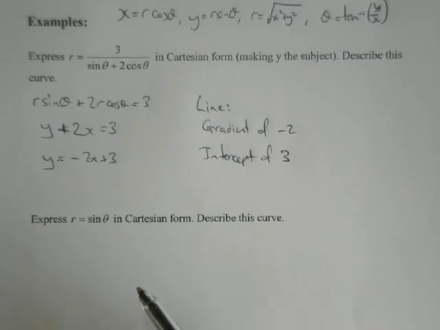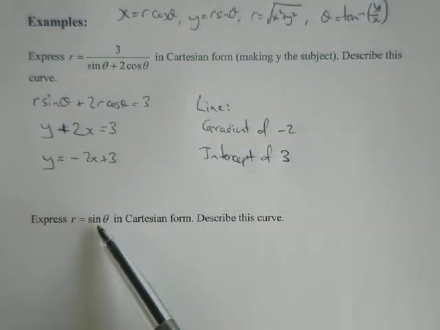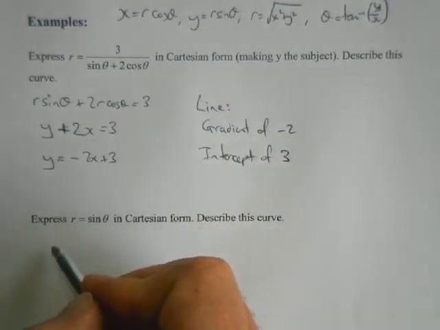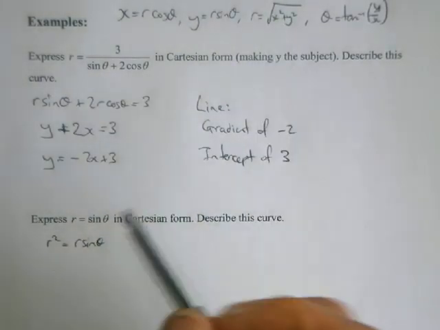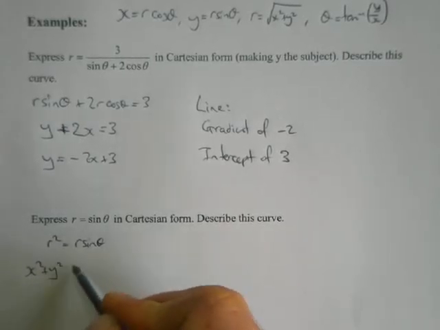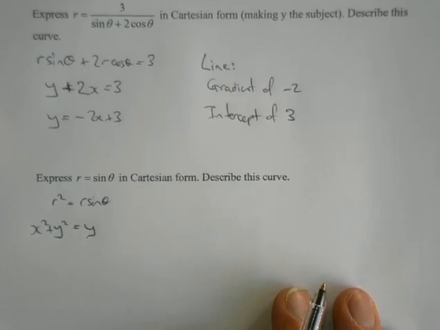Now, there's a bit of a nasty trick in this one, in that, again, we could write r as the square root of x squared plus y squared, and sine theta as the sine of tan inverse. But if we just multiply both sides by r, this side looks nice and easy now, and r squared is nice because that's x squared plus y squared. So we just end up with x squared plus y squared equals y. Okay, which is simple enough.